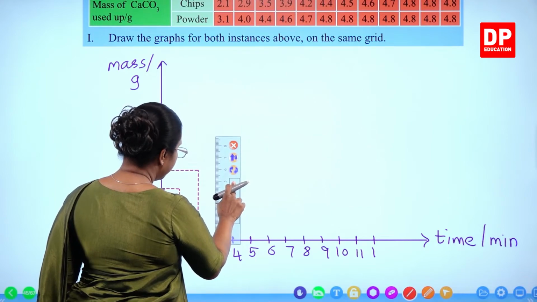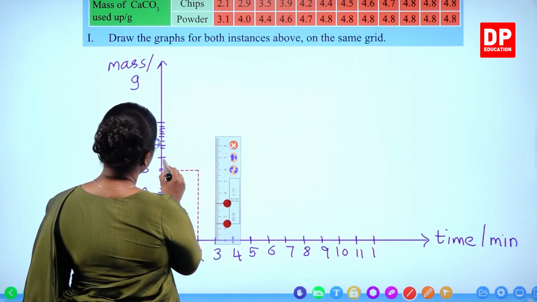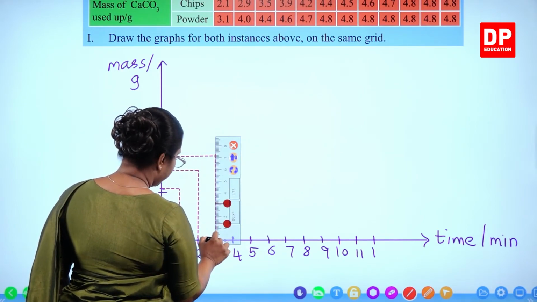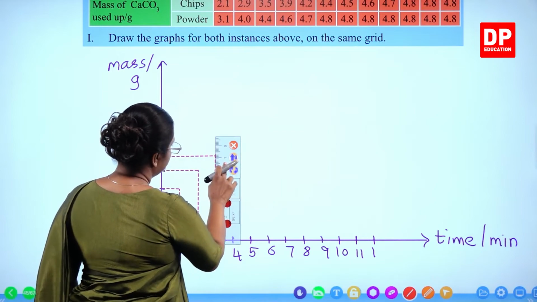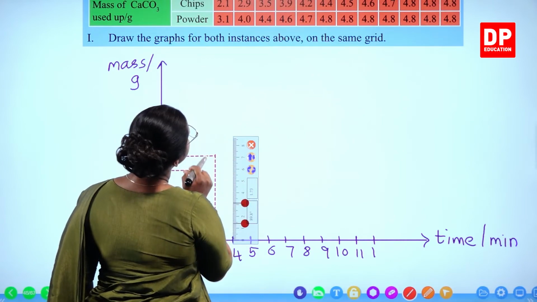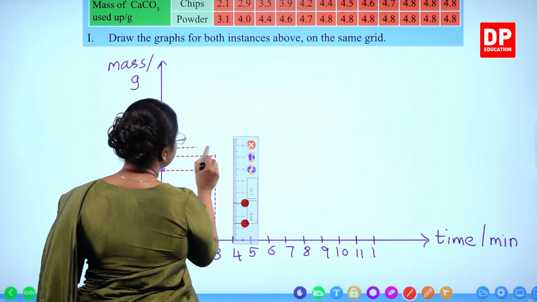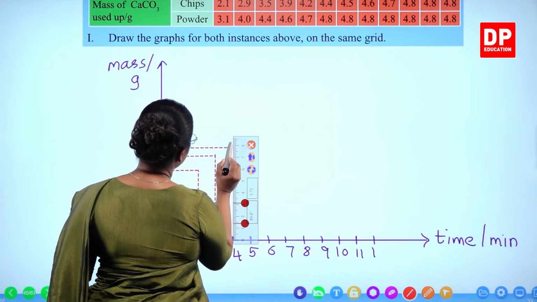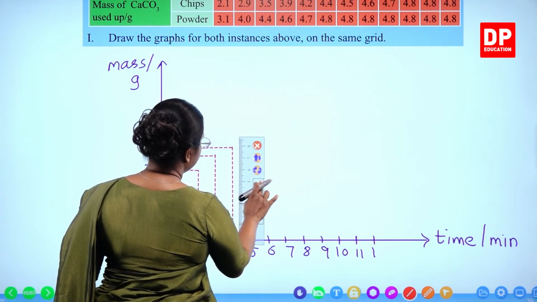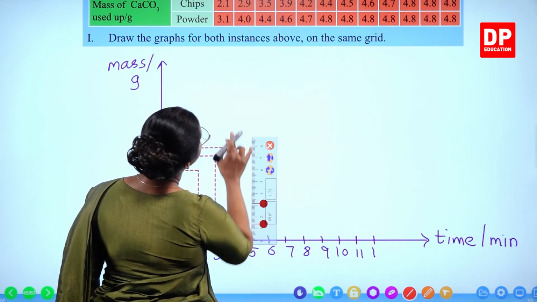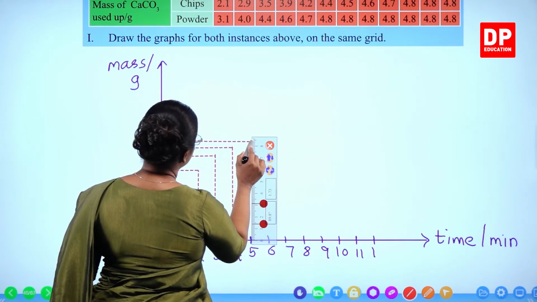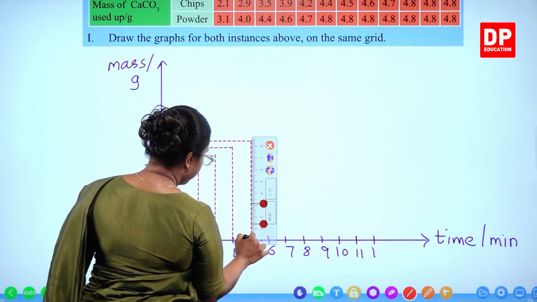Then 3 minutes, you can see 3.5. So I have marked 3.5 there, then from there to here. Again, 4 minutes is 3.9. So we have marked 3.9 there, then here to 4 minutes. Then you can see students, 5 minutes is 4.2. 4.2 is somewhere here, and from there 5 minutes.